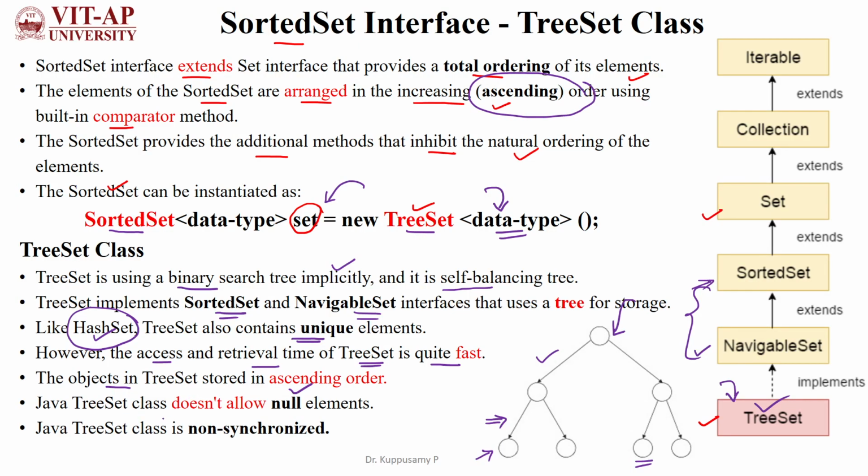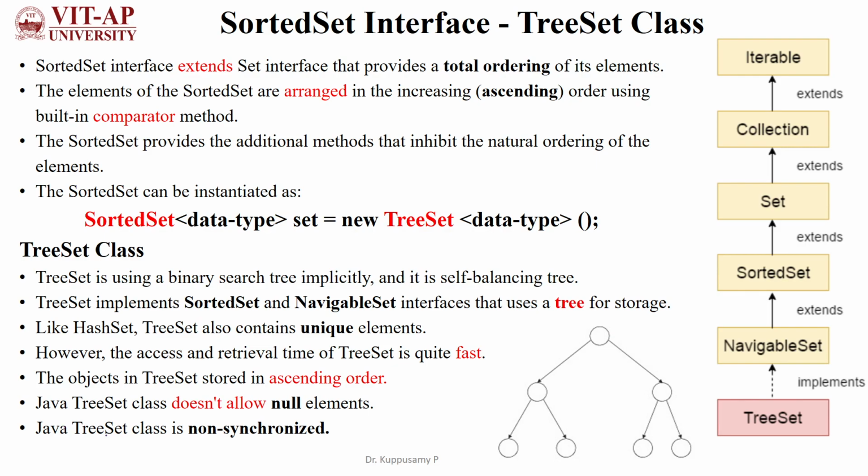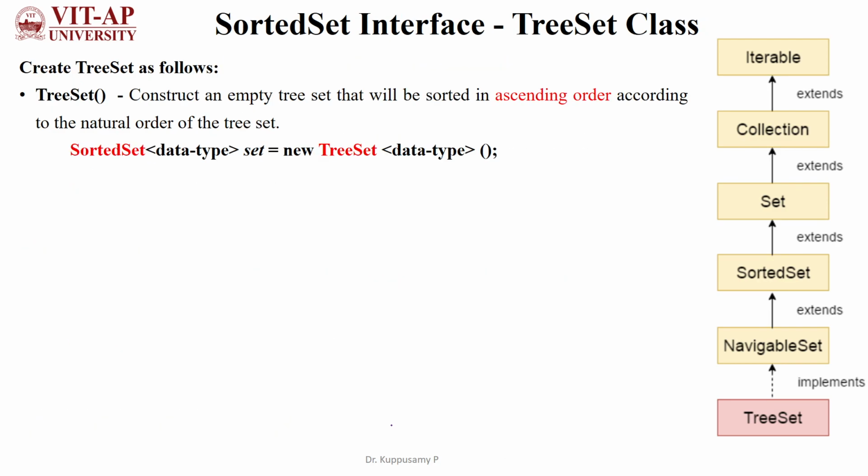The TreeSet will not allow null elements in the structure, and TreeSet is non-synchronized. That means when one thread is accessing the elements from the set structure, another thread will be in the waiting queue. It cannot access in parallel. That is available in the TreeSet class.